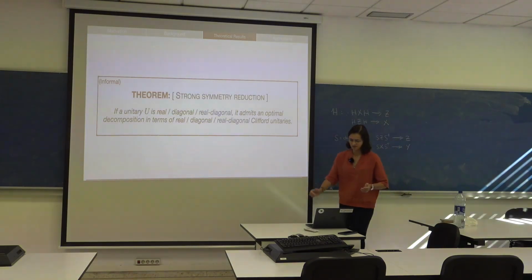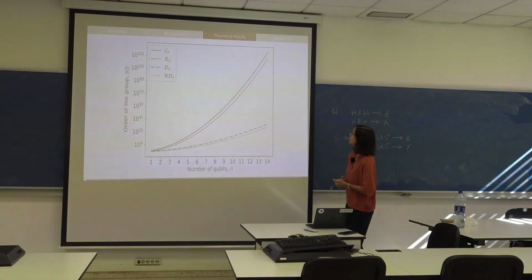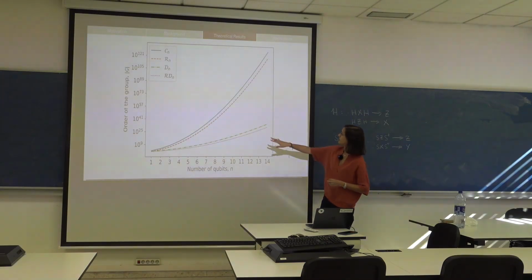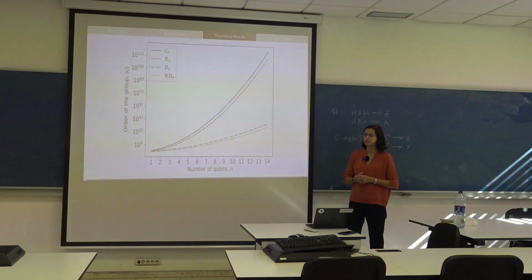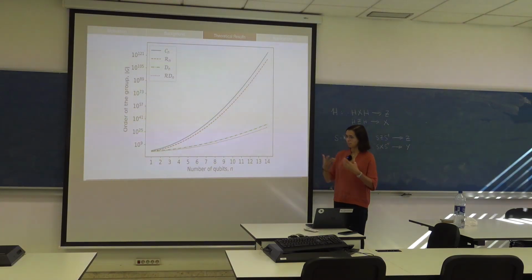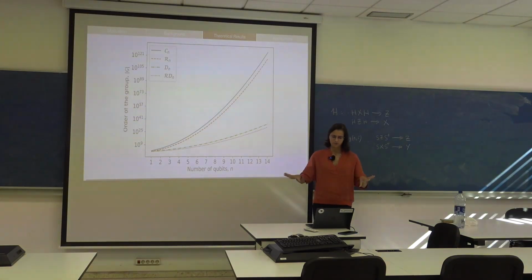And this is going to help us a lot, because in blue, you see the size of the full Clifford group. Maybe the real Clifford group is not much smaller, but in the case of diagonals and real diagonals, the difference is perceivable. So this is going to make finding optimal decompositions much simpler. At this point I want to stop to see if there are questions. And if there are no questions, I'm going to say that there is actually a very nice question that you could ask right now.